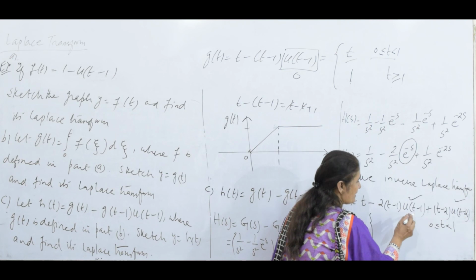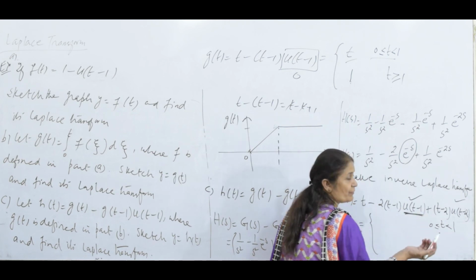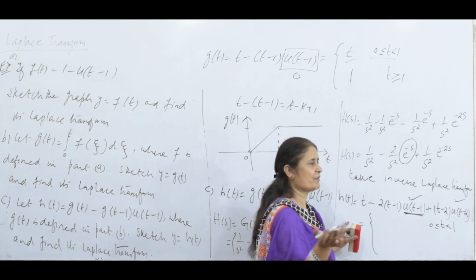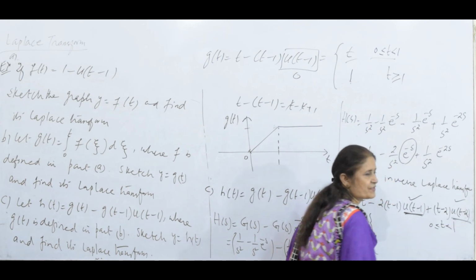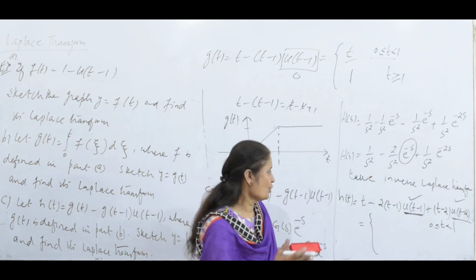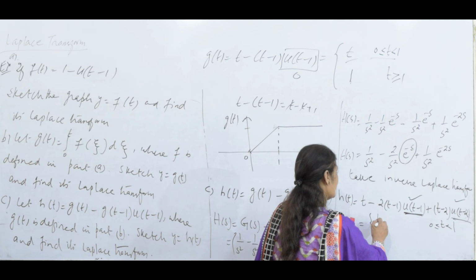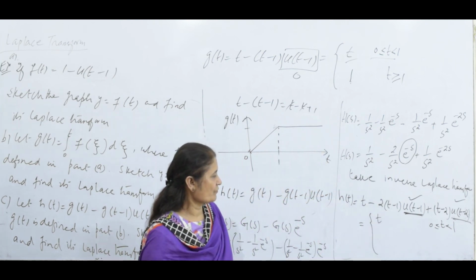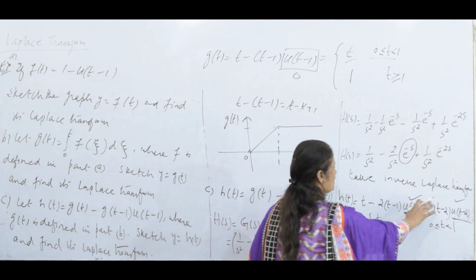If t is less than 1, this vanishes according to the definition of the unit step function. And if it is less than 1, obviously it is less than 2. So both parts are 0, and we are getting t.